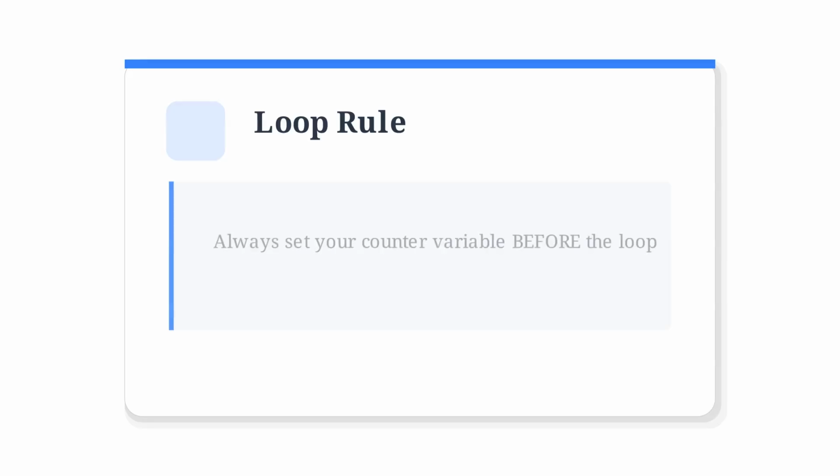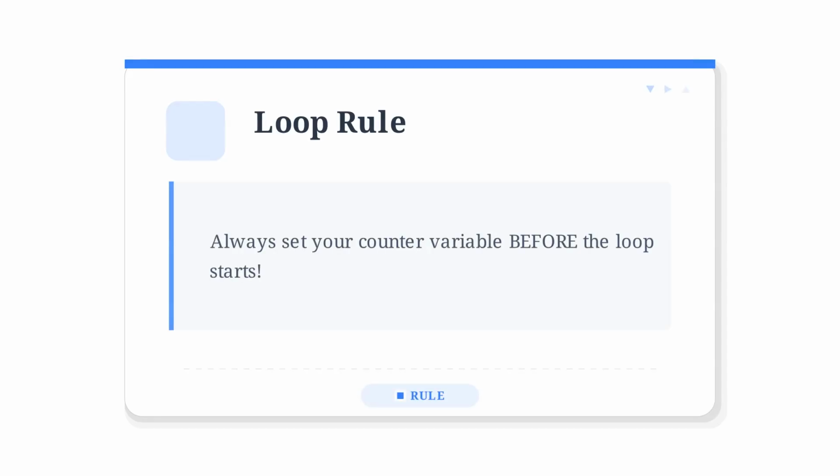Super important rule. Always set your counter variable before the loop starts. If we forget this step, our counter might start with a random value and our counting will be all wrong.